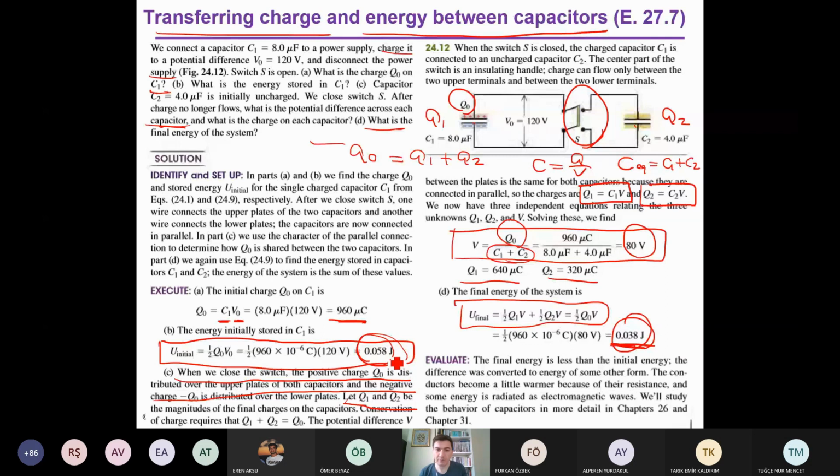The final potential energy stored in the capacitors is smaller than the initial potential energy stored in this first capacitor. Why? Because the difference was converted to energy of some other form. The conductors become a little warmer because of their resistance, and some energy is radiated as electromagnetic waves, okay? So some part of the energy is lost in other forms. Do you have any question here?